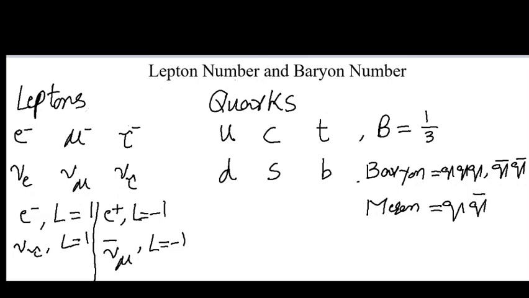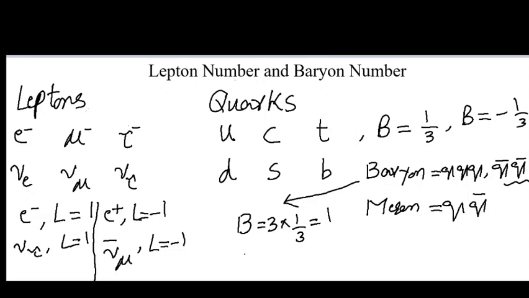As baryon consists of 3 quarks, its baryon number will be 3 multiplied by 1/3, which is equal to 1. So for each baryon, we have a baryon number of +1. And for each anti-quark, we assign a baryon number of -1/3. So if we have an anti-baryon which consists of 3 anti-quarks, its baryon number will be 3 times -1/3, which is equal to -1. Hence, for each baryon, we have a baryon number of +1, and for each anti-baryon, we have a baryon number of -1.